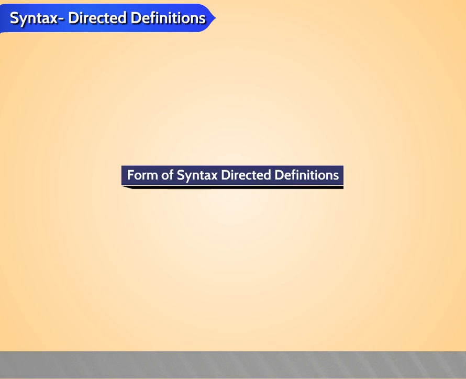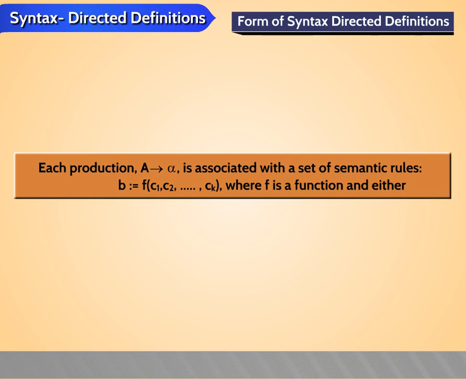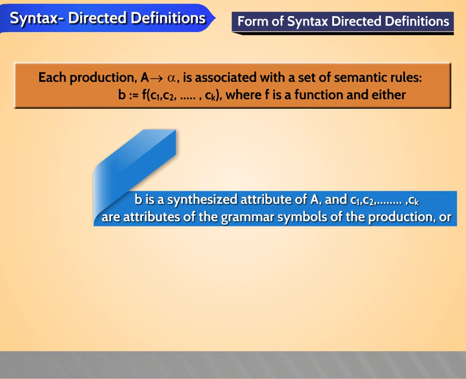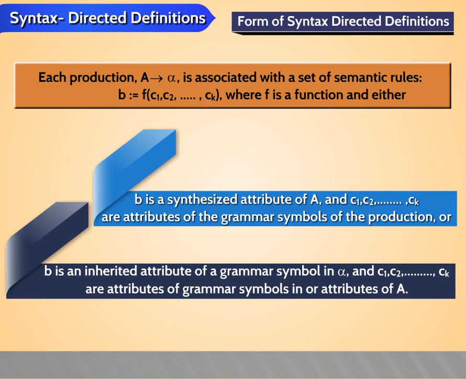Form of syntax-directed definitions. Each production, A produces alpha, is associated with a set of semantic rules b equals f of c1, c2 up to ck, where f is a function and either b is a synthesized attribute of A and c1, c2 up to ck are attributes of the grammar symbols of the production, or b is an inherited attribute of a grammar symbol in alpha, and c1, c2 up to ck are attributes of grammar symbols in alpha or attributes of A.